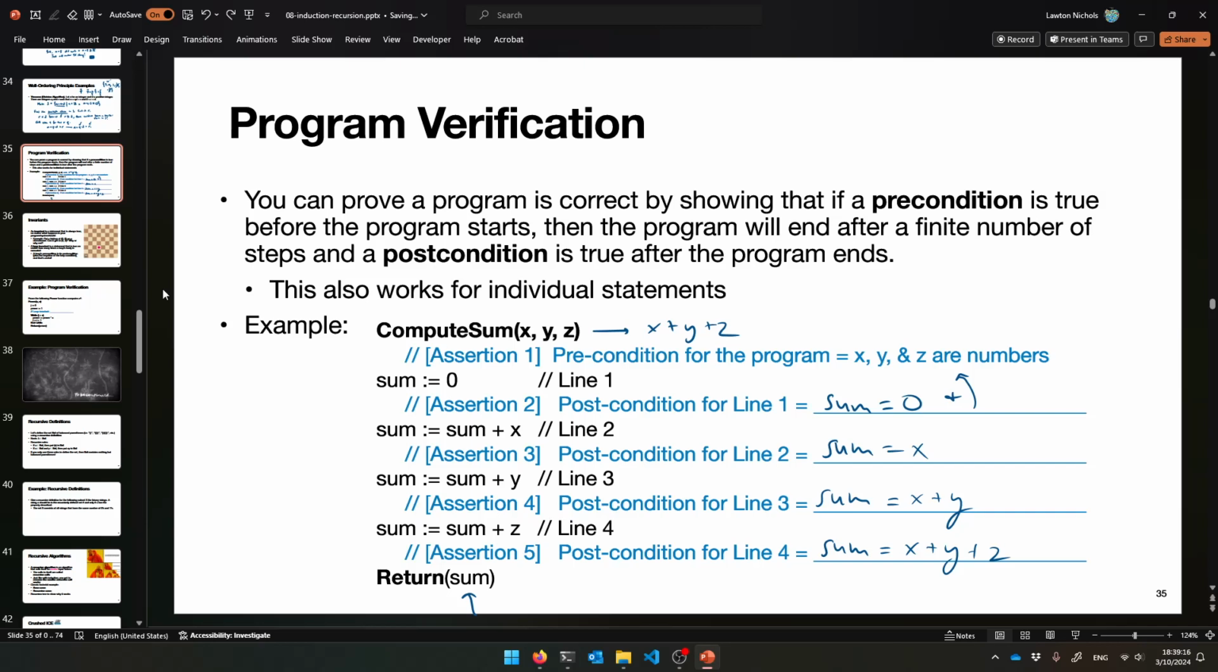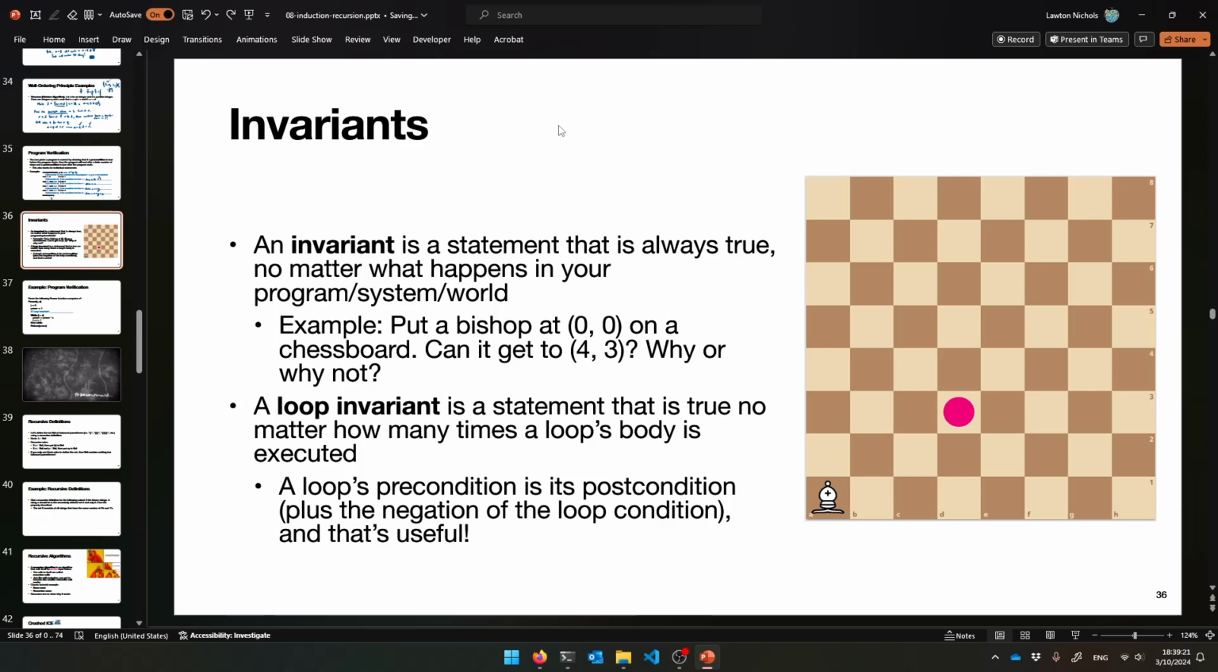Okay, but that's basic program verification, and you can step this up to work for larger programs. And the secret for that is usually going to be finding what's called an invariant, something that doesn't change. All right, so an invariant is a statement that is always true regardless of how much stuff has happened in your program. An invariant about a chess board, for example, is like, if you put a bishop right here, let's call this 0, 0, like this is a coordinate system, he's sitting at 0, 0 right now, you can prove that he's never going to get to this place, 4, 3, right? There's no way for him to ever get there. There's an invariant there.